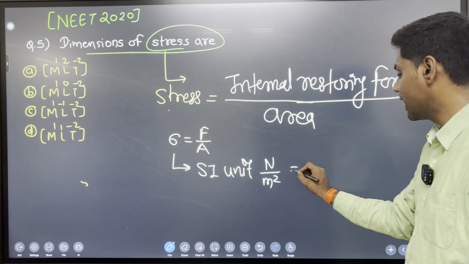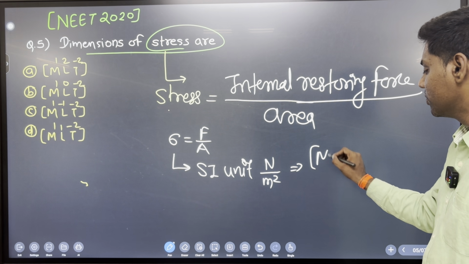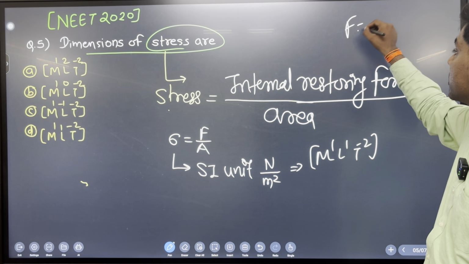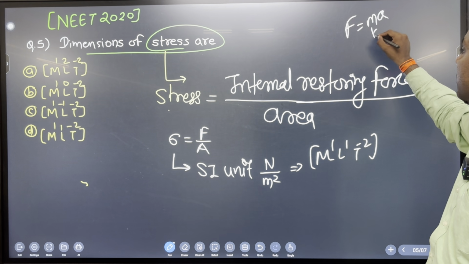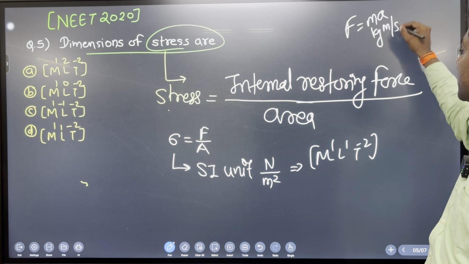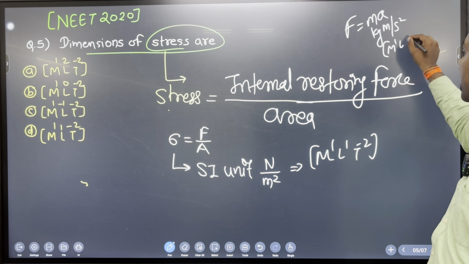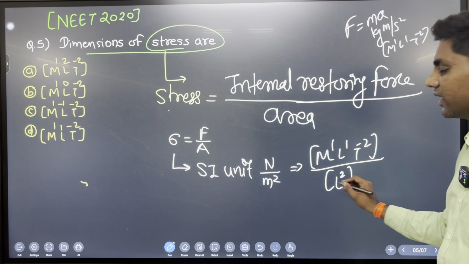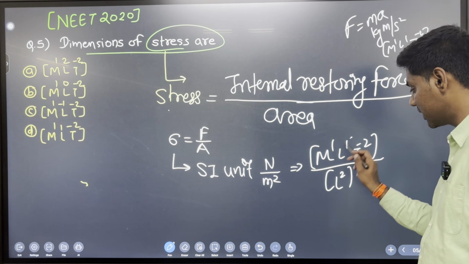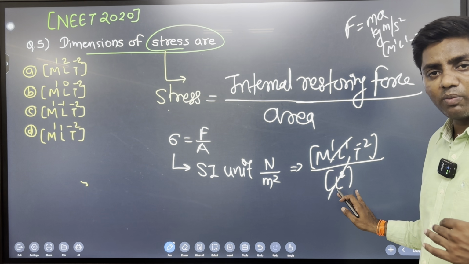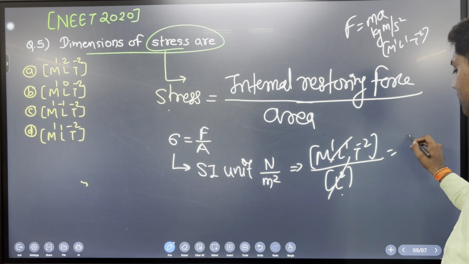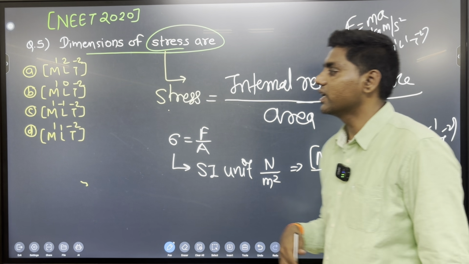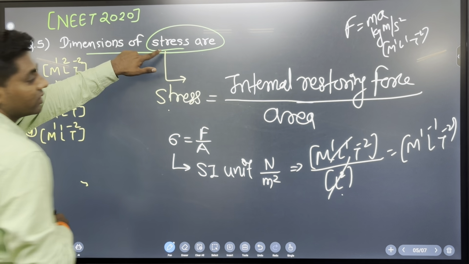So then we can calculate the dimension. What is the dimension of force? M1 L1 T minus 2. Remember we calculate by using force equal to mass into acceleration. Mass का unit है kg, acceleration meter per second square. So M1 L1 T minus 2. After that, what is the dimension of area? That is L square. So आपको simply इसको cut करना है. L1 denominator में रहेगा, ऊपर जाएगा तो minus हो जाएगा. So it becomes M1 L minus 1 T minus 2. So in such a way we calculate the dimension formula for the stress.